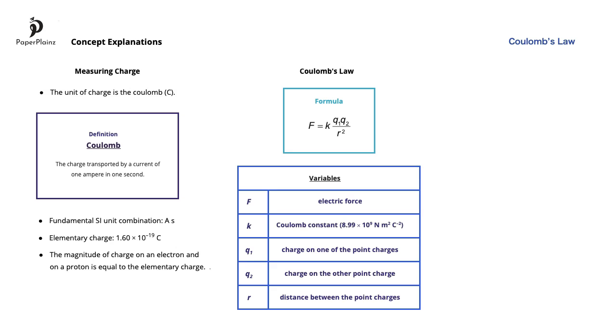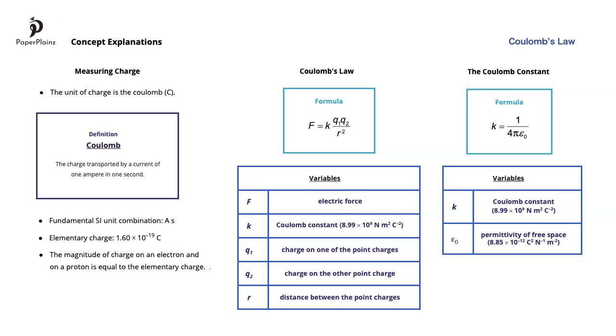Here are the variables that make up this formula. Since the force is inversely proportional to the square of the distance between the point charges, it is also called an inverse square law. In some cases, Coulomb's constant is expressed in a different form. Here is the formula for this constant, and here are the variables. Epsilon 0 is called the permittivity of free space, where free space is just another word for vacuum.